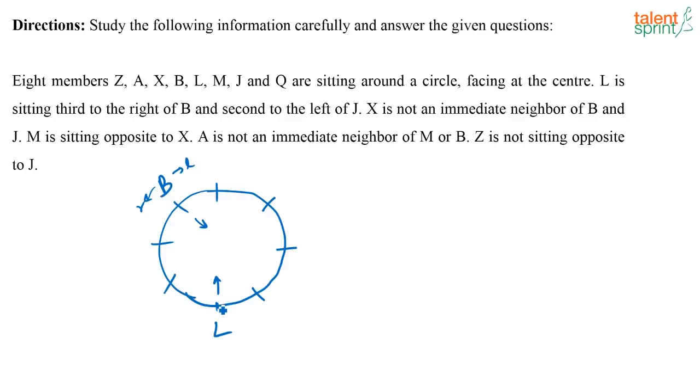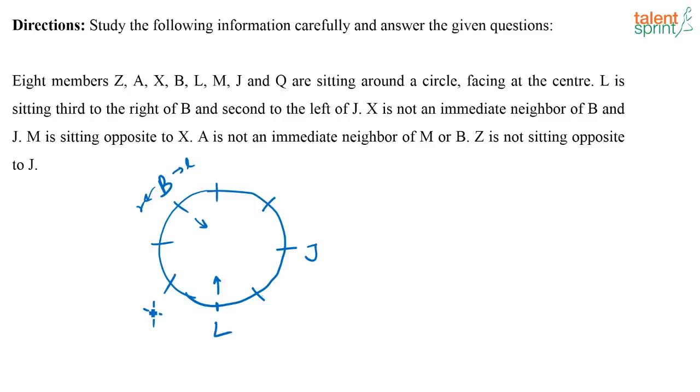So L is sitting third to the right of B and second to the left of J. So where is J? J has to be here. Then only L is second to the left of J. X is not an immediate neighbor of B and J. So X is not an immediate neighbor of B and X is also not an immediate neighbor of J. So where should X be? X has to be here, right? X cannot be in these two places.